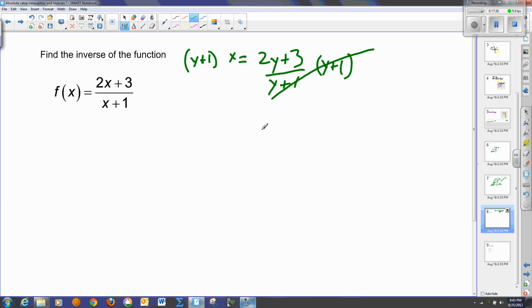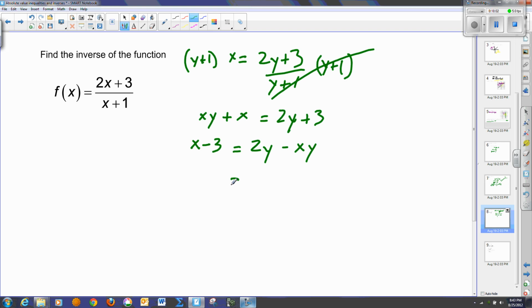This term will reduce out. This goes to xy plus x equals 2y plus 3. Now again, I want to solve for y. In order to solve for y, think about what we've done in every other algebraic problem when we want to solve for a variable. We get all those variables to one side. So x minus 3 is going to equal 2y minus xy. I need to get y by itself.